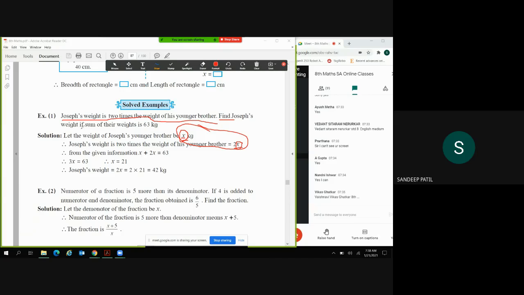Find Joseph's weight if the sum of their weights is 63 kg. So the sum, the addition of both weights, is 63 kg. So what will we do? Let x be Joseph's younger brother's weight, and 2x is Joseph's weight. So what is their addition? 63. Then 3x is equal to 63, and we will divide both sides by 3. We divided both sides by 3, so what is the answer?